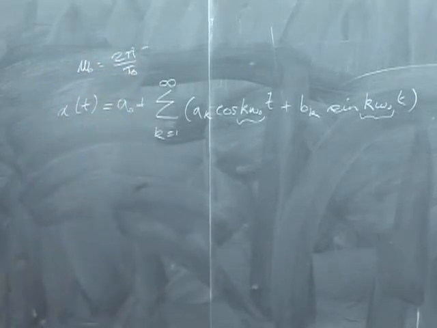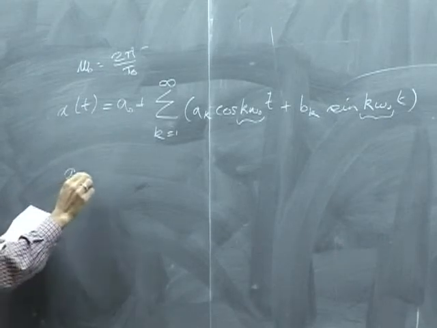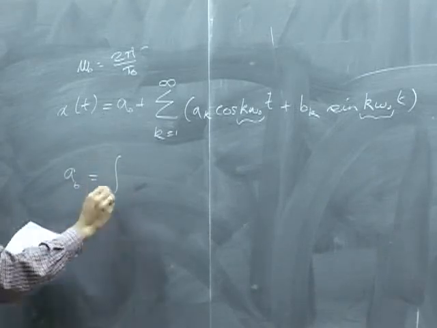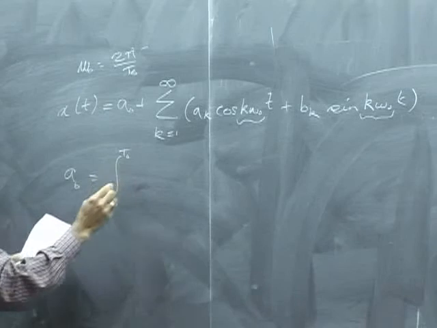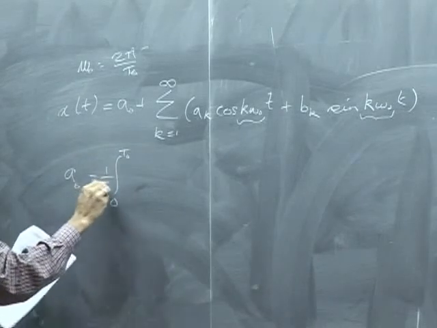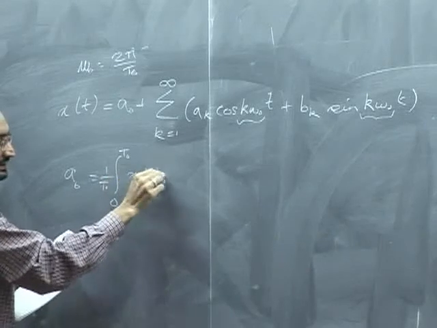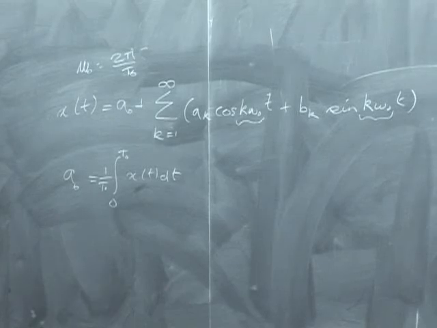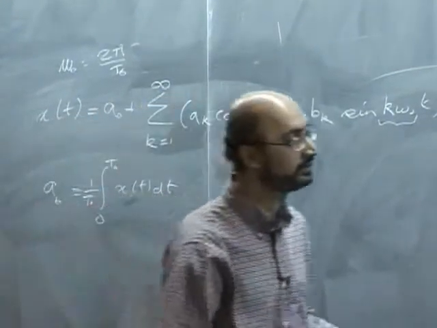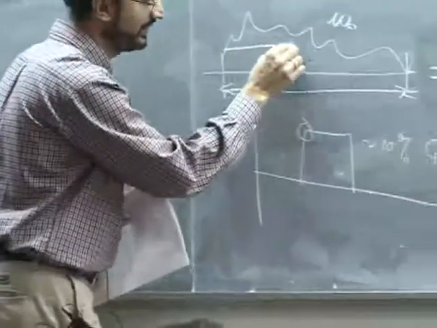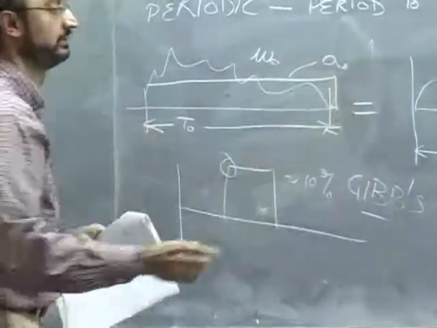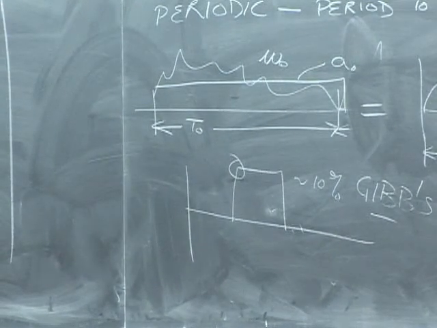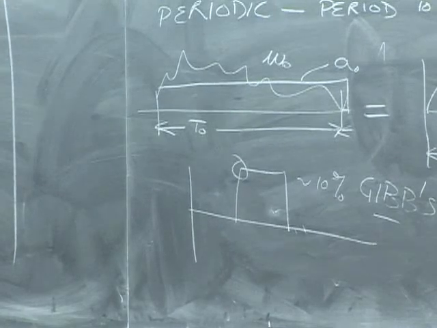Now, what are the coefficients? A0 is what's called the DC component. It is the integral from 0 to T0, or actually any span of T0 will do, of (1 over T0) x(t) dt. This is the average, the average value in the signal. So if you take the signal over here, the average is somewhere over there, and this value is going to be A0. That's the DC component. If you take the signal and put it through a very low pass filter, what you get out is the DC component, and that's A0.